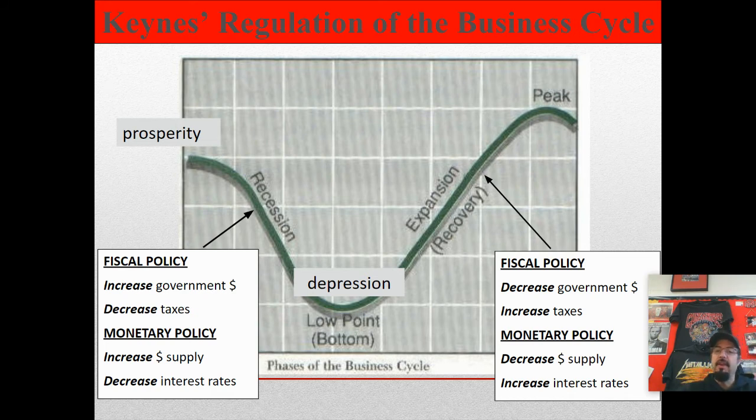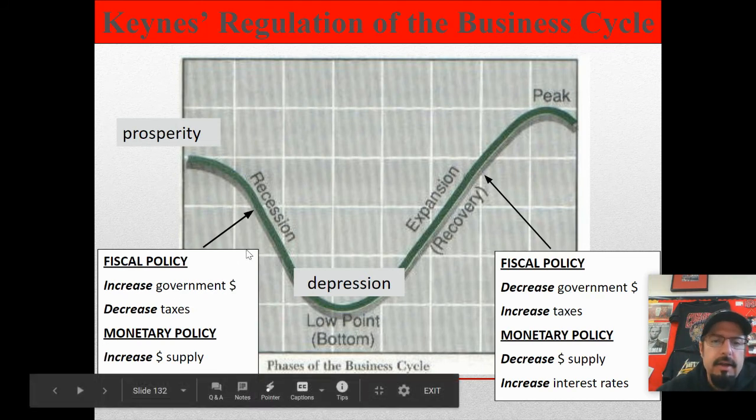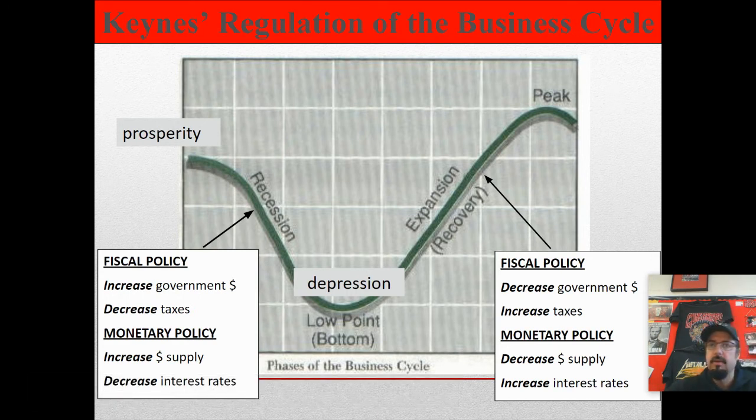Now, conversely, when things are good, we do the exact opposite. Because what happens when you do all those things when times are bad, your country is going to run into a number of deficits and you're going to create debt. You're going to be spending more than you're bringing in through taxation. So you have to find a way to recoup that at some point. So when times are good, you do the opposite. You decrease spending, you increase taxes, you decrease money supply, you increase interest rates.